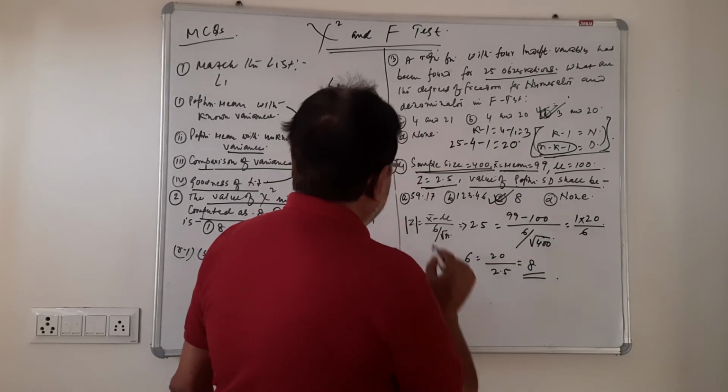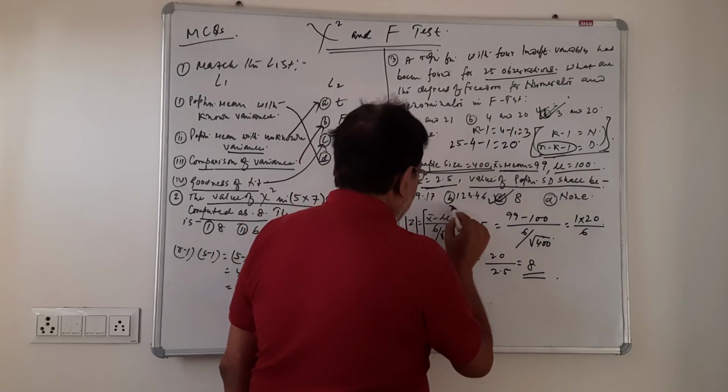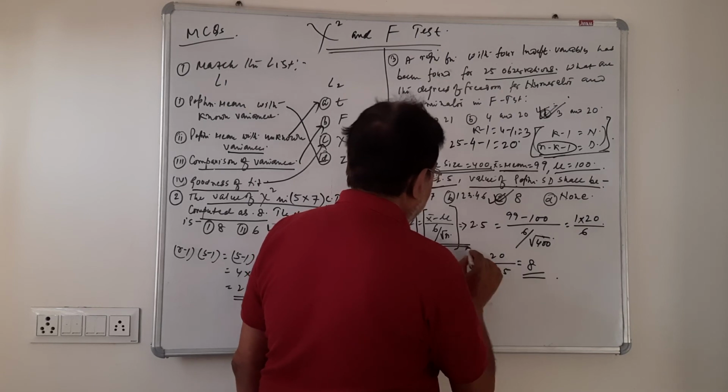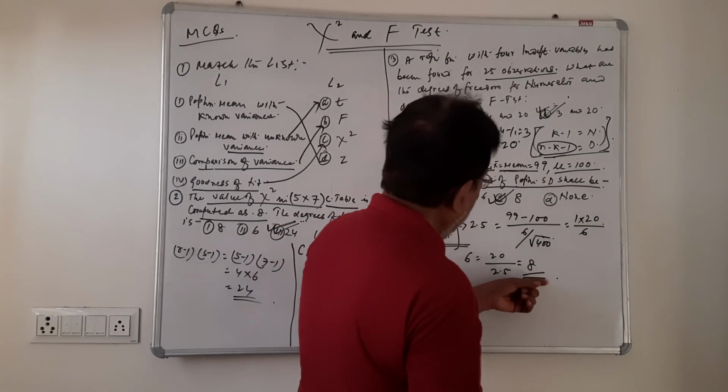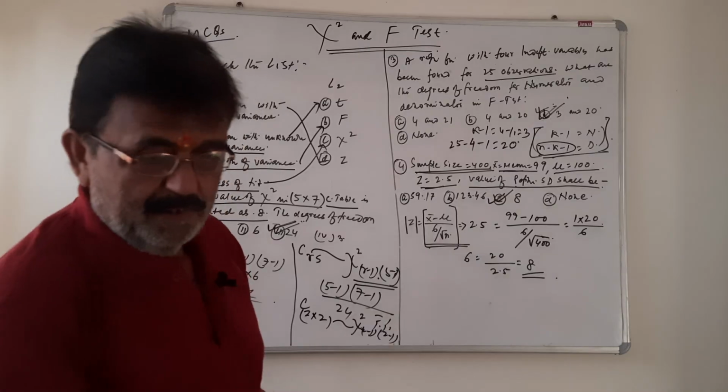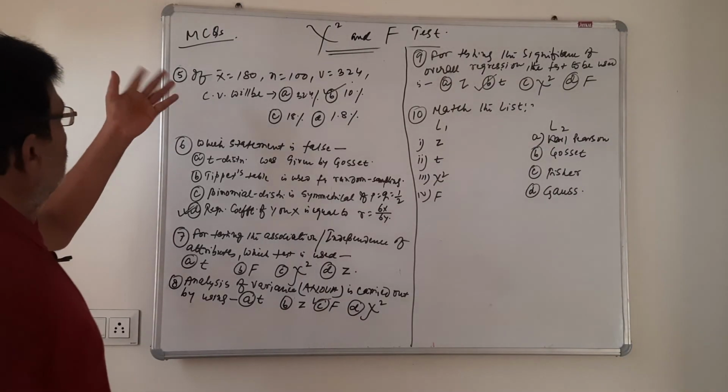So this is how this statistic has to be kept in memory. From this statistic you can find out this quantity. So this is what I am explaining. More questions. Question number 5.